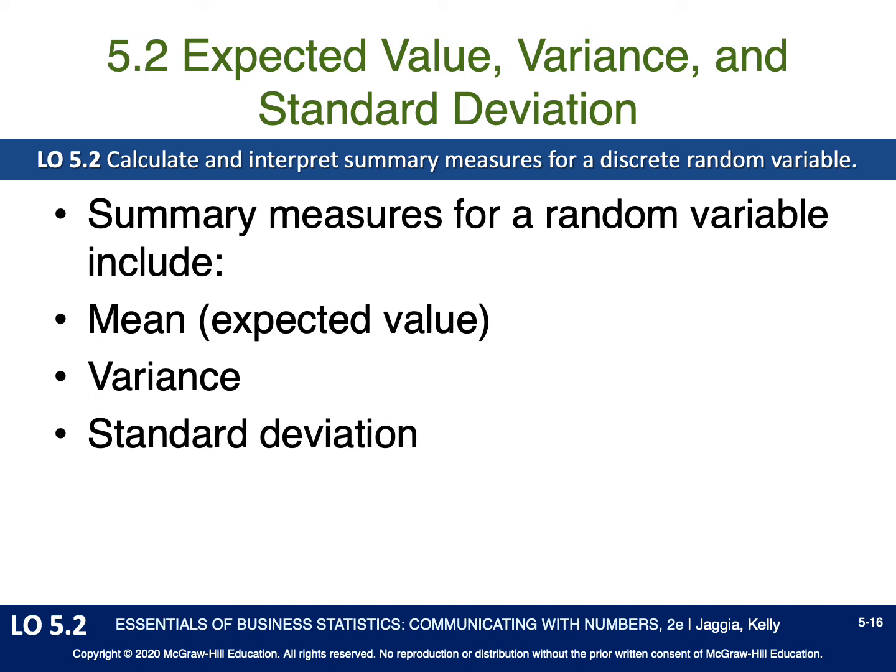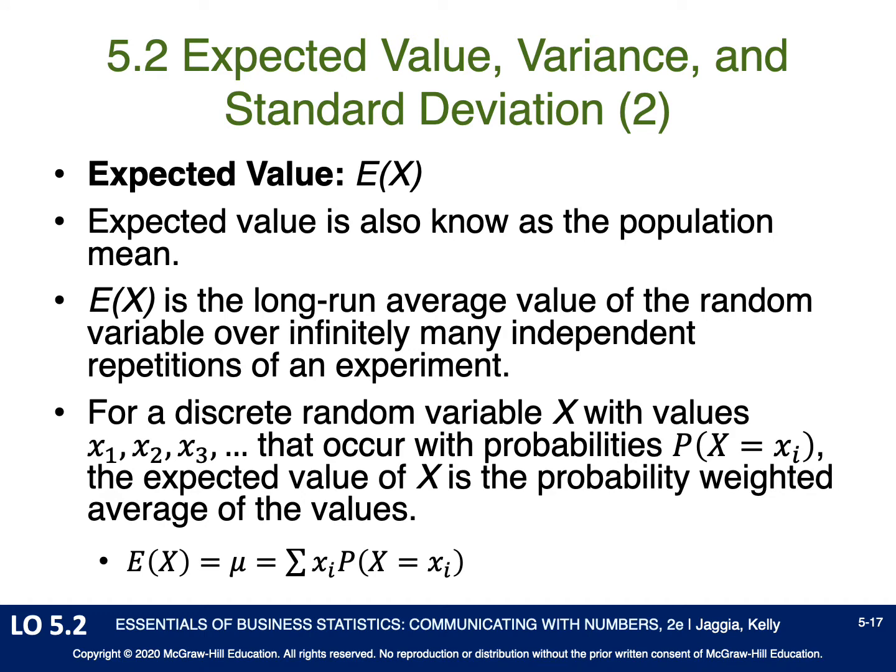Now we're going to go ahead and jump into objective 2. And let's talk about the mean, the variance, and the standard deviation with respect to probabilities. So when we're talking about probabilities, we call the mean the expected value. So just know the expected value, or E, is really the mean or the average.